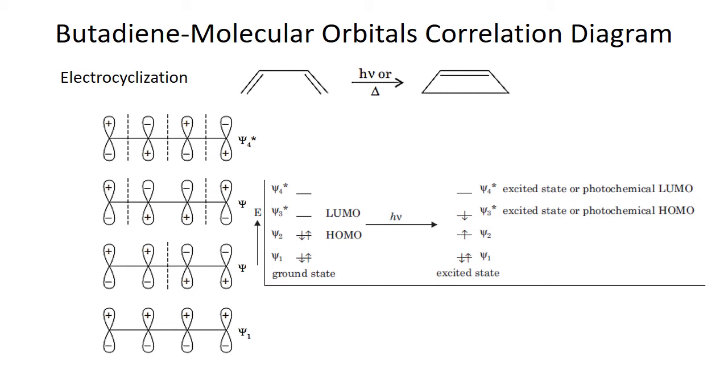Because there are two possibilities available to us, we can carry out this reaction thermally or by photochemical initiation. In a thermal reaction, the HOMO is psi2 and the LUMO is psi3. But if the reaction is catalyzed by light or irradiation is used, then an electron is excited from psi2 to psi3 star, and now the HOMO is changed. That is, the excited state photochemical HOMO is psi3 star, and the excited state photochemical LUMO, the lowest unoccupied molecular orbital, is psi4 star.